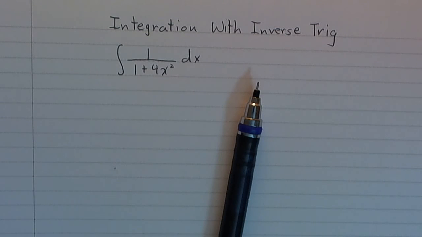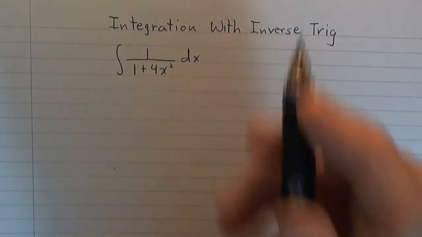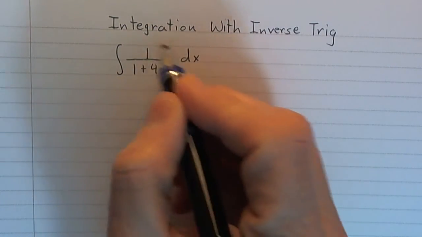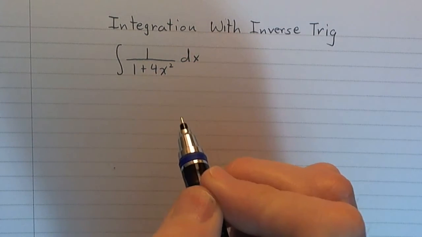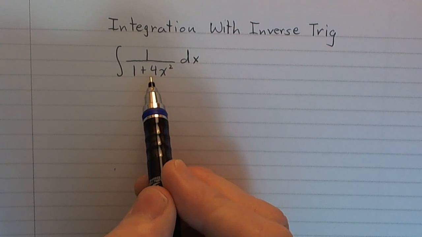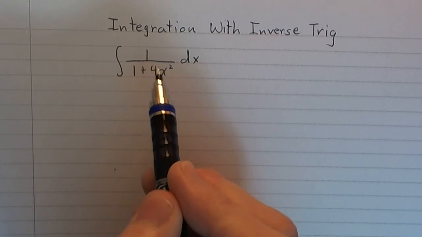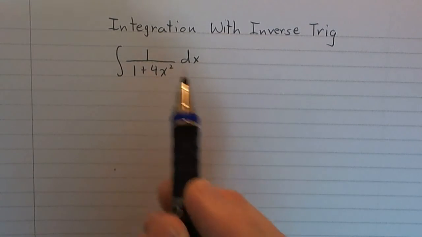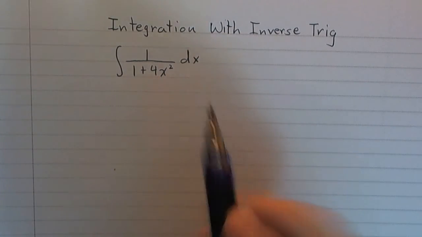Let's look at some examples of integrals that involve inverse trig, like this one. If you look at this integral and you're asked to find the antiderivative of 1 over 1 plus 4x squared, well, that looks an awful lot like the derivative of arctangent. Yeah, because the derivative of arctan of x is 1 over 1 plus x squared.